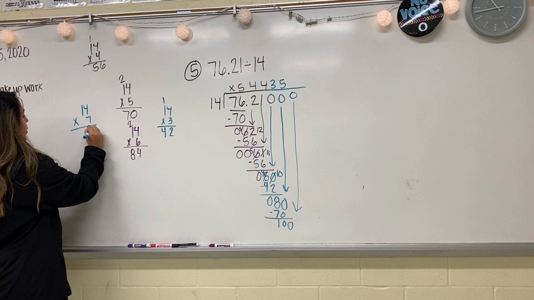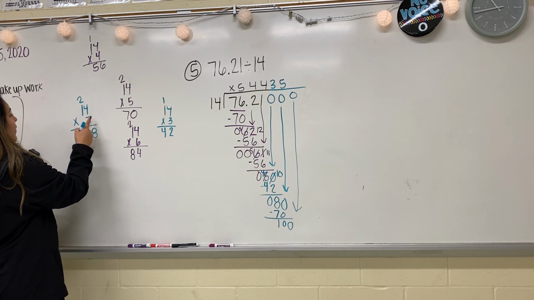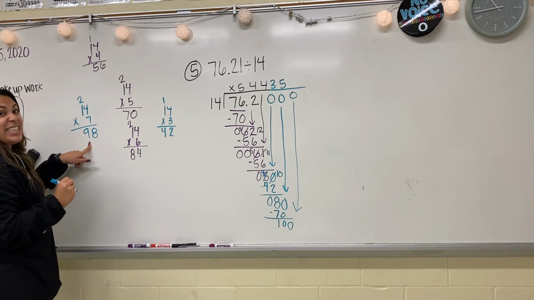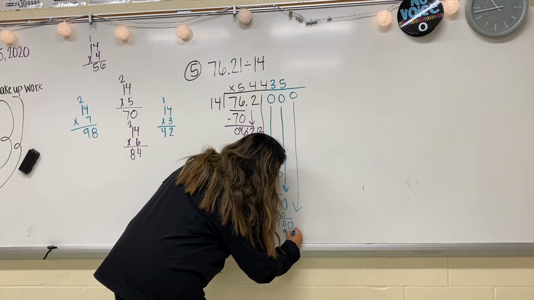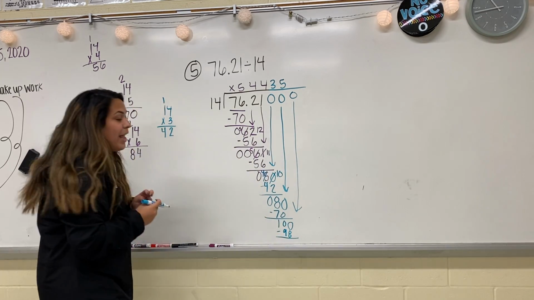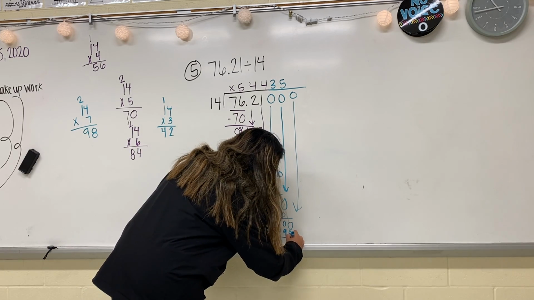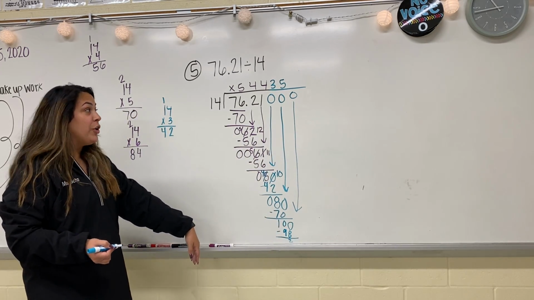4 times 7 is 28. Put my 8, carry my 2. 1 times 7 is 7. 7 plus 2 is 9. That's as close as I'm going to get. So I'm going to put 98. And I'm going to subtract. 100 minus 98 is 2. 14 can't go into 2.